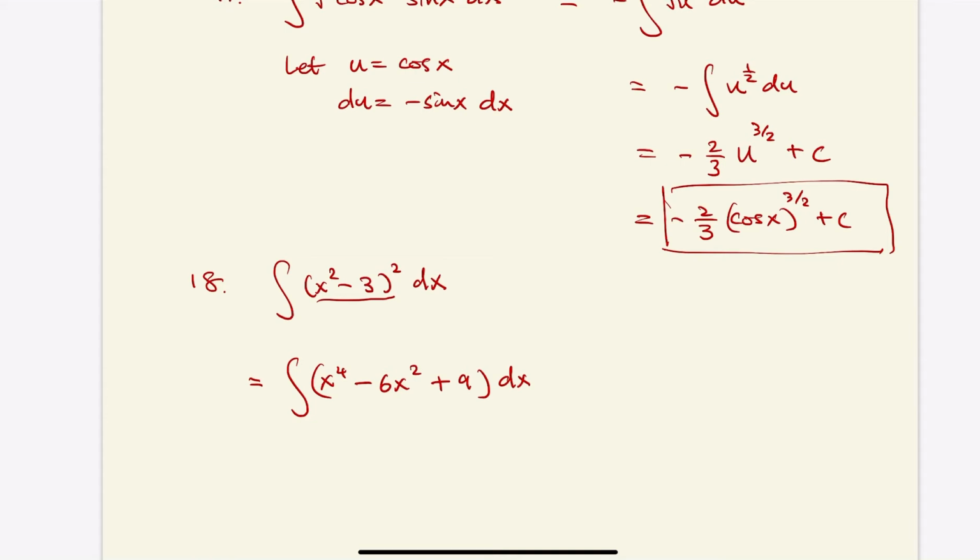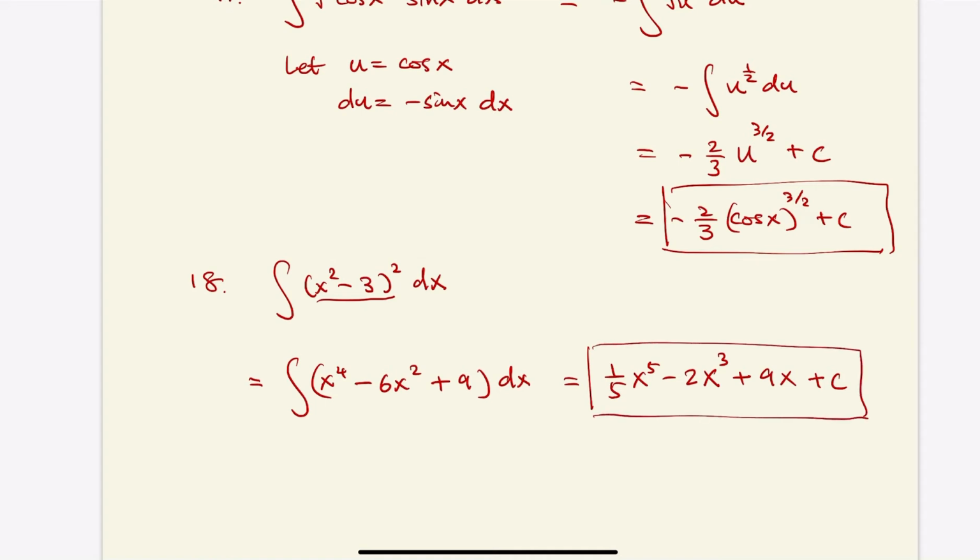Now you take the integral individually. So 1/5 x to the 5th minus 6/3, which is 2x cubed, plus 9x plus c. So that will be the final answer.